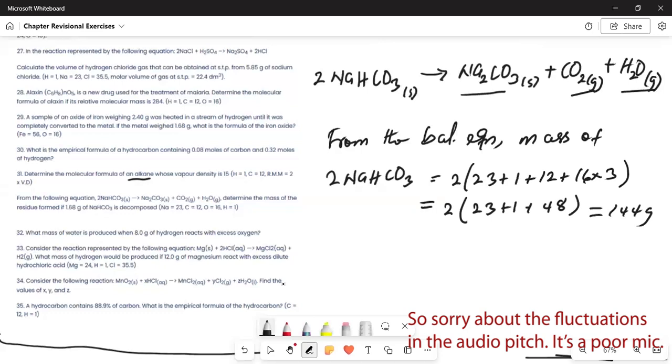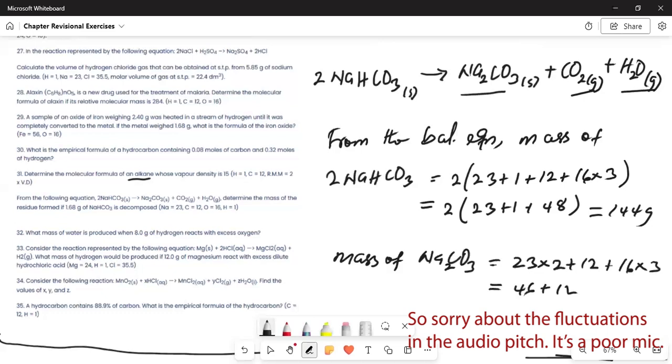And now it gives us 1 mole of sodium carbonate. So we need to get a mass also. Mass of sodium carbonate: sodium 23 times the 2 atoms, then plus carbon 12, oxygen 16 times the 3 atoms. And this is 23 times 2 is 46, then plus 12 for carbon plus 48, that is 16 times 3. Adding up 46 plus 12 plus 48, 106. Meaning 144 grams of sodium hydrogen carbonate give us 106 grams of sodium carbonate.